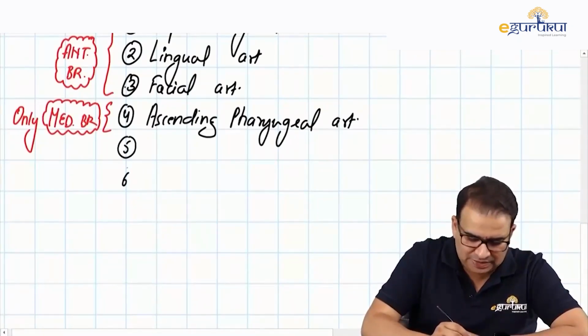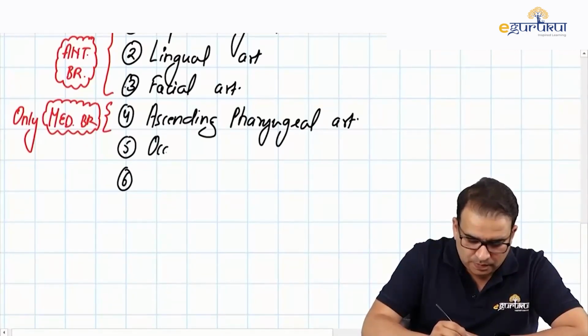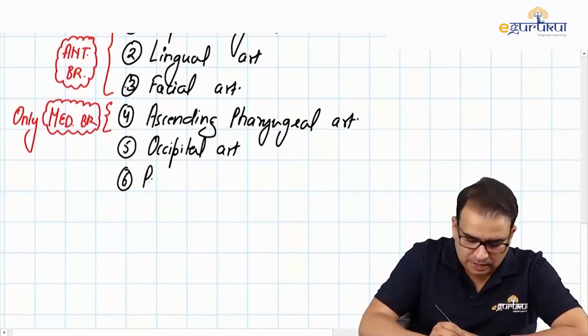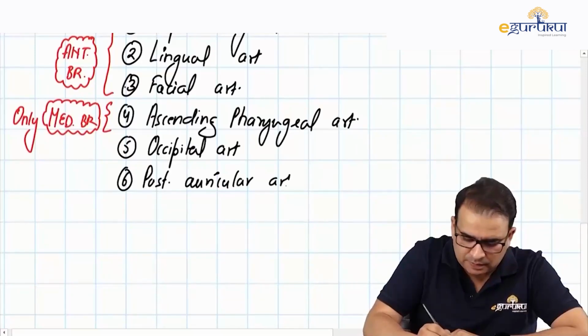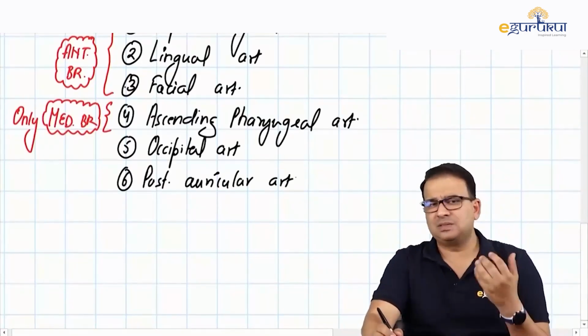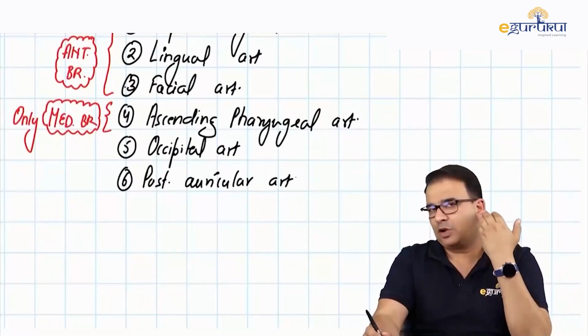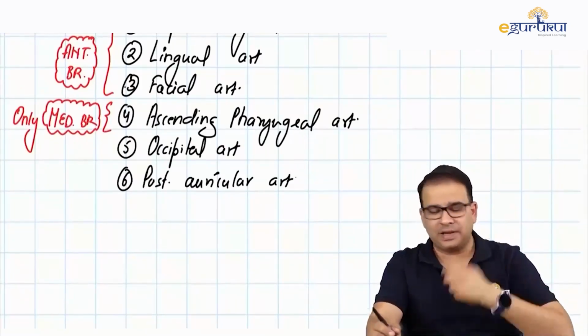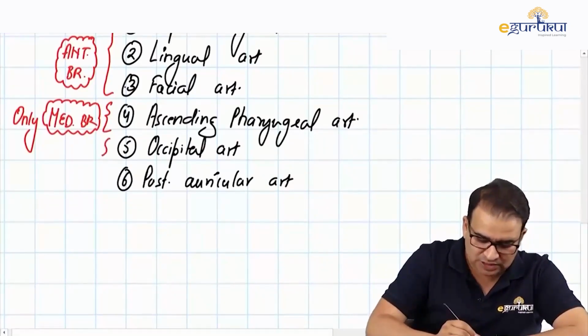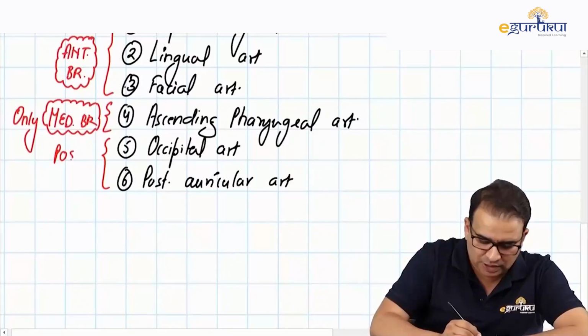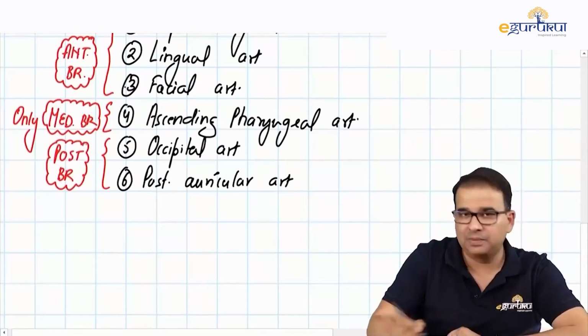Moving on to the next, 5 and 6, that is the occipital artery. And then we have the posterior auricular artery. As you can make out with the name, guys, occipital must be going behind toward the occipital bone. Posterior auricular is again behind the auricle. So the two branches are going in what direction? Posterior direction. So these are the two branches which are given off posteriorly. These are called the posterior branches of external carotid.